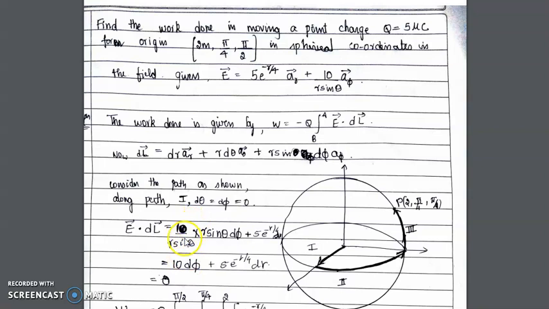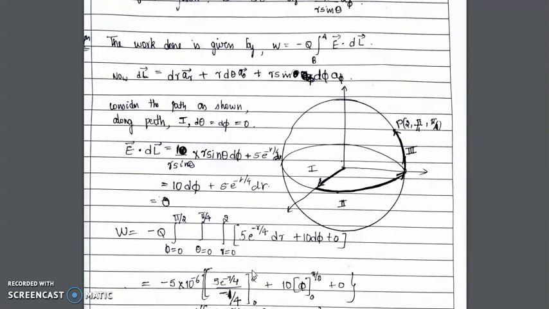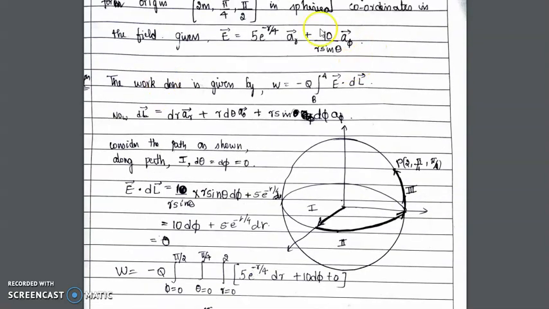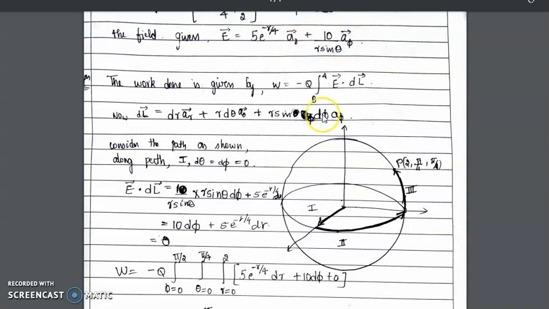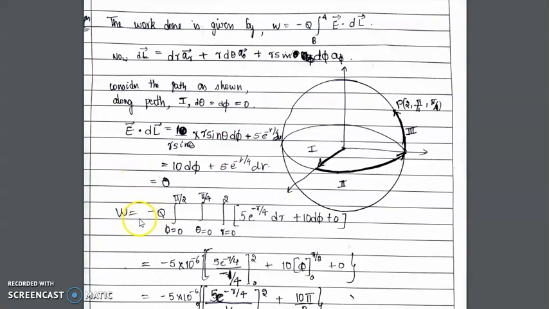Simplifying, the r sin theta cancels. You can write E dot dl equal to 10 d phi plus 5 e^(-r/4) dr. The theta component is 0 here because the electric field intensity doesn't have any theta component in the given equation, so the dot product also won't have a theta component. Now you know that the work W is given as minus q integration of E dot dl, where E dot dl is 5 e^(-r/4) dr plus 10 d phi.